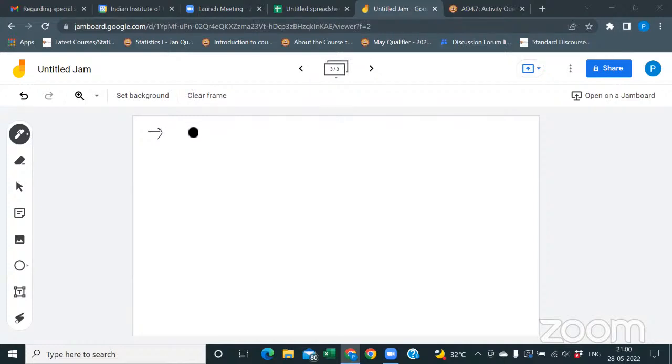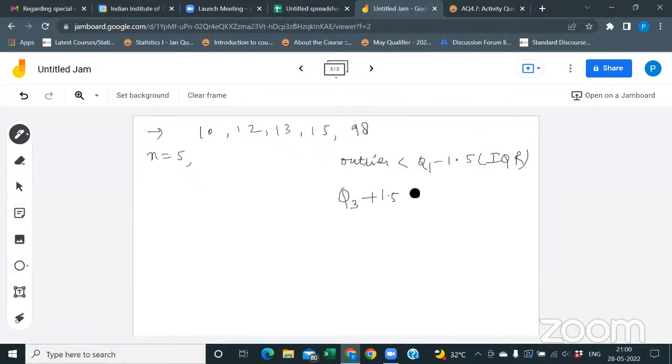Suppose your data is 10, 12, 13, 15, and 19. Okay, for example, n here is 5. First of all, you must know the formula of outlier. Your outlier is something that is less than Q1 minus 1.5 times IQR, or greater than Q3 plus 1.5 times IQR. Now your n is 5, so you have to calculate the IQR. That means you have to calculate Q1 and Q3.